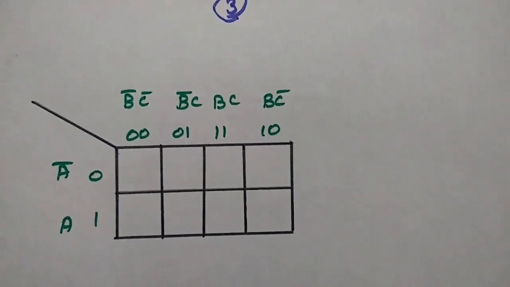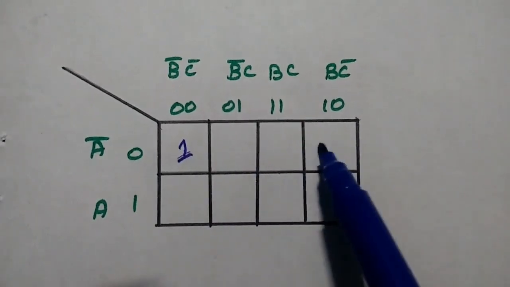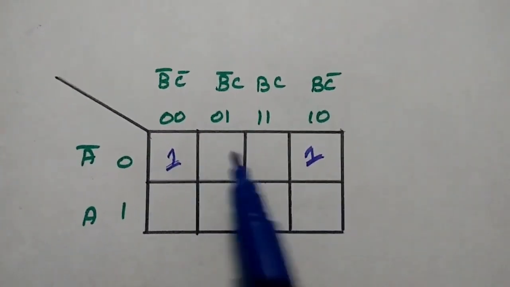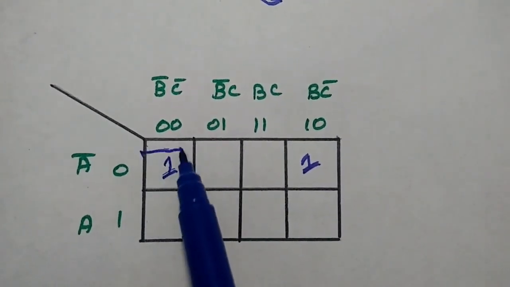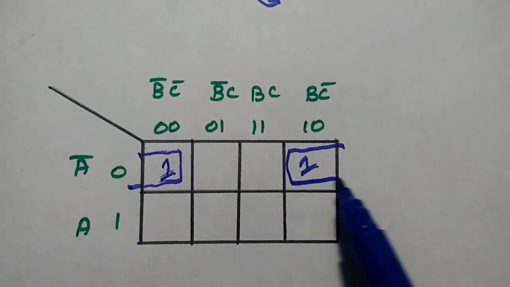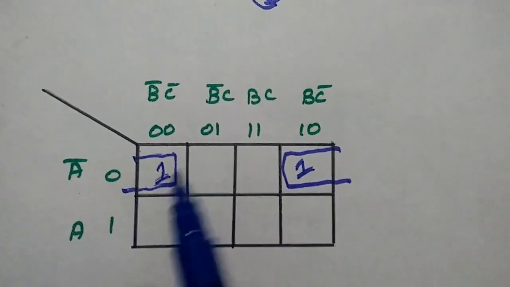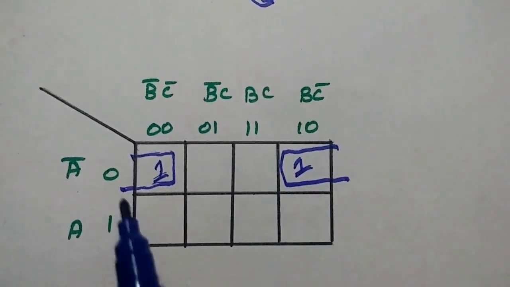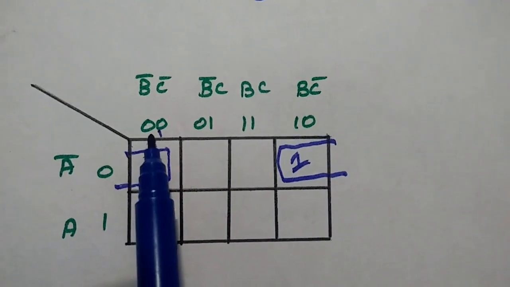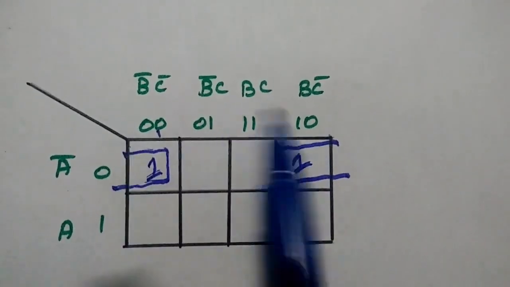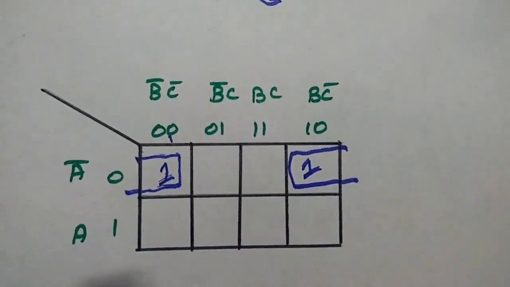Next, in this case, if I have the values like this, 1 and 1 here, and assume the remaining terms are 0, how do we group this? We can group these two bits like this, because 0 0 and 1 0, that is the leftmost column and the rightmost column, are considered adjacent since they differ by only one bit. Here it is 0 0, here it is 1 0. Only one bit is changed, which means it is an adjacent column. So we can group like this also.